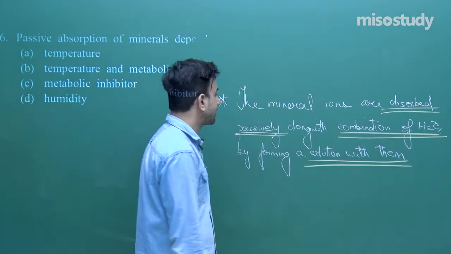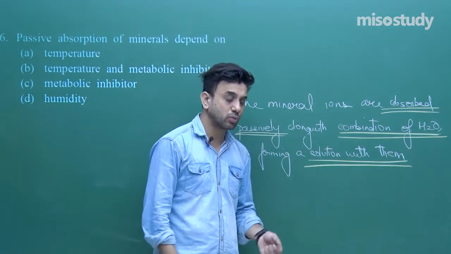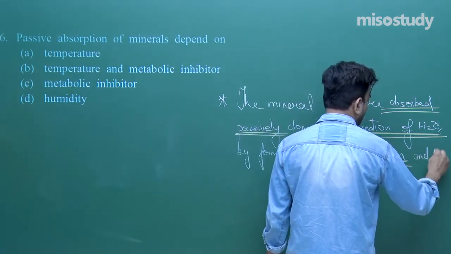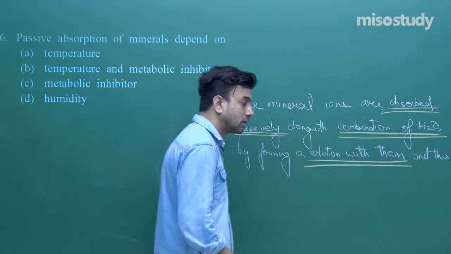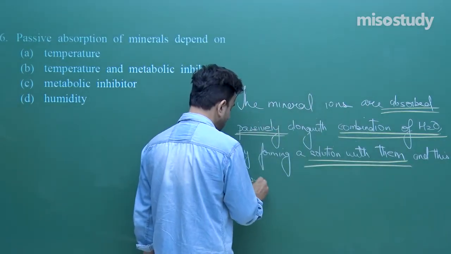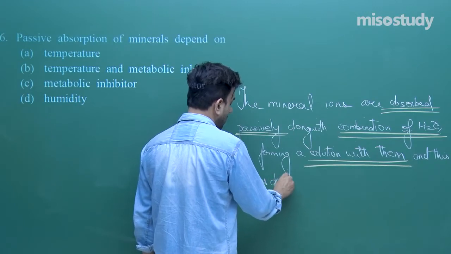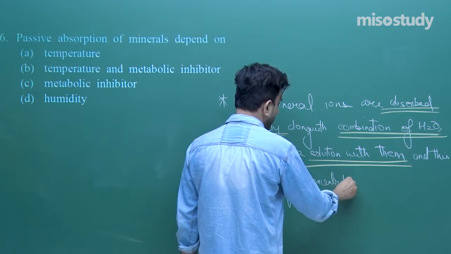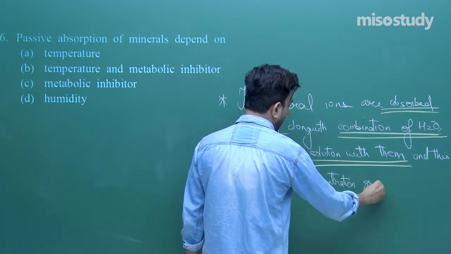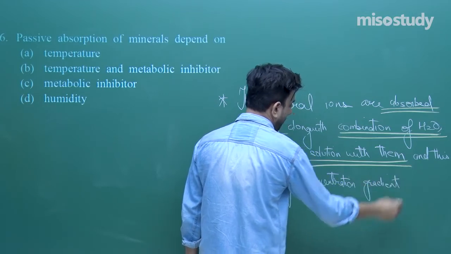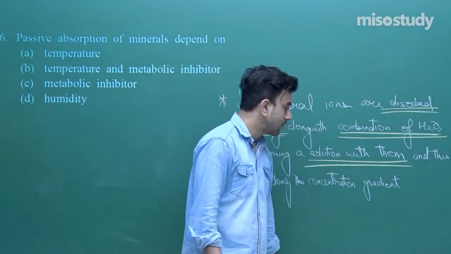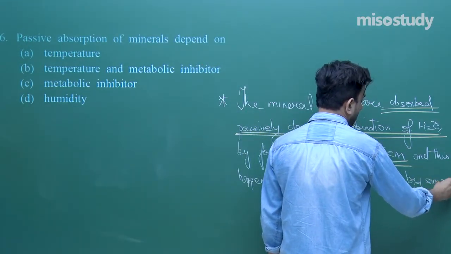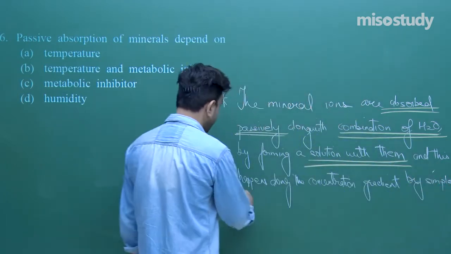The mineral ions are absorbed passively along with water by forming a solution with them. And this happens along the concentration gradient, by simple diffusion.